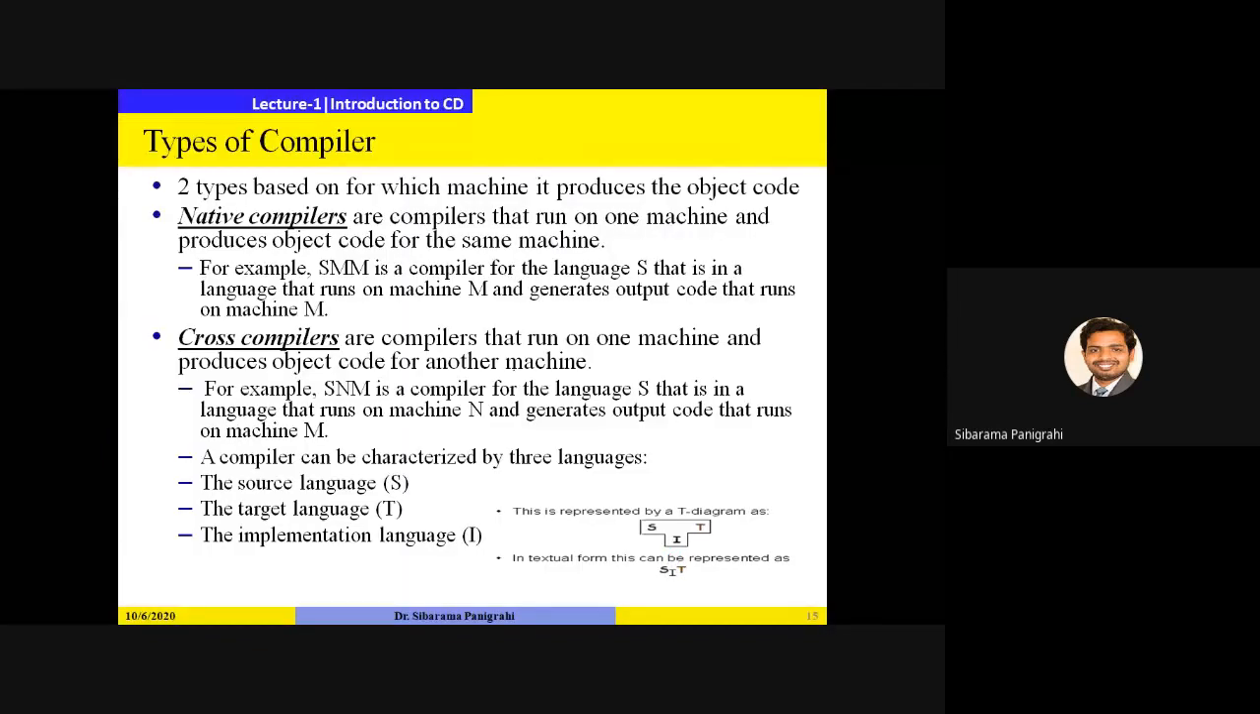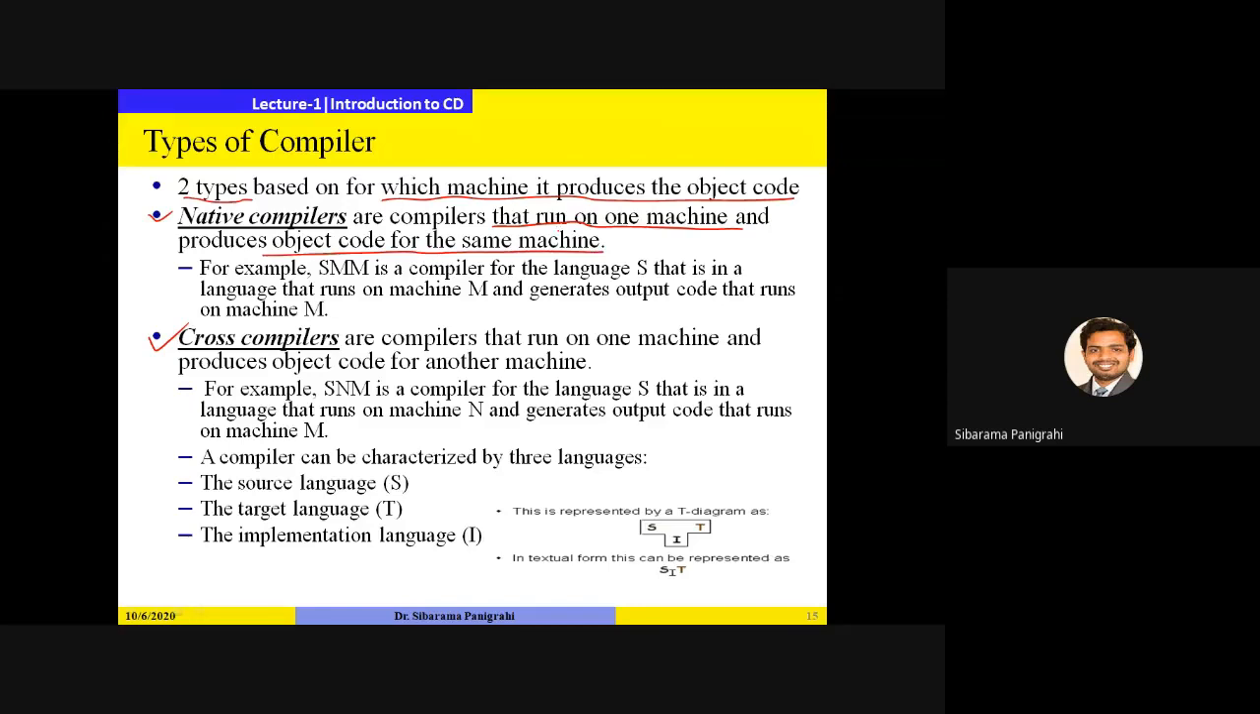Next, types of compilers. There are basically two types of compilers. Whenever you are classifying, there must be one criterion. So what is the criterion over here? The two types of compilers are based on which machine they produce the object code for. So the two types are native compiler and cross compiler. Native compilers are compilers that run on one machine and produce object code for the same machine.